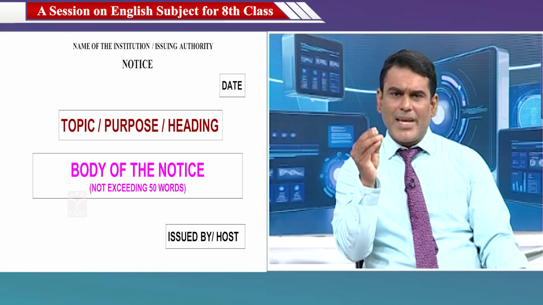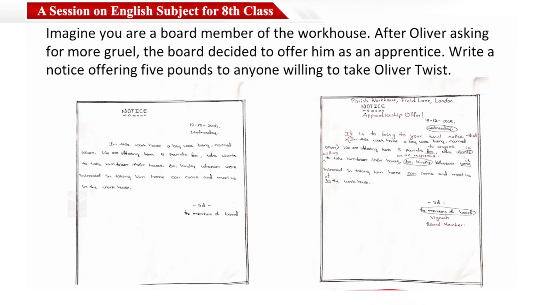Please stick to what is expected from the notice, like the time, the persons, and the audience, who you are going to give the notice. All those aspects need to be covered in the notice, okay? Let me give you a small example, children. There's a question over there. Imagine you are a board member of the workhouse. After Oliver asking for more gruel, the board decided to offer him as an apprentice. Write a notice offering £5 to anyone willing to take Oliver, okay?